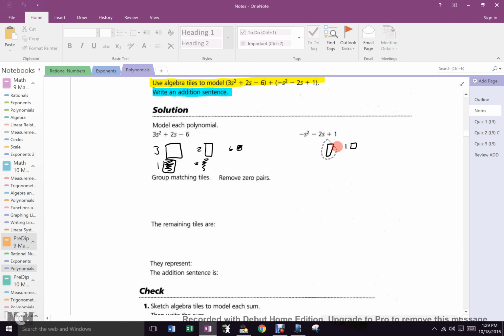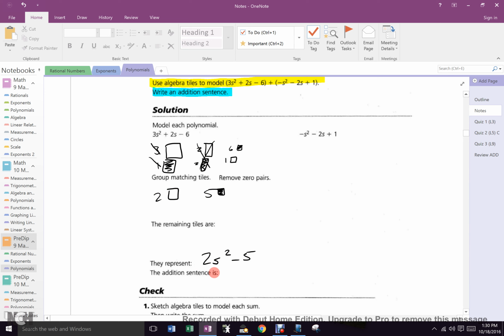All right, so this guy moves over here, and then this guy would move over here, and we would remove our 0 pairs. So we've got 2 big guys, 0, and 5 little guys, yeah? So that's what was remaining. What do they represent? 2s squared minus 5.